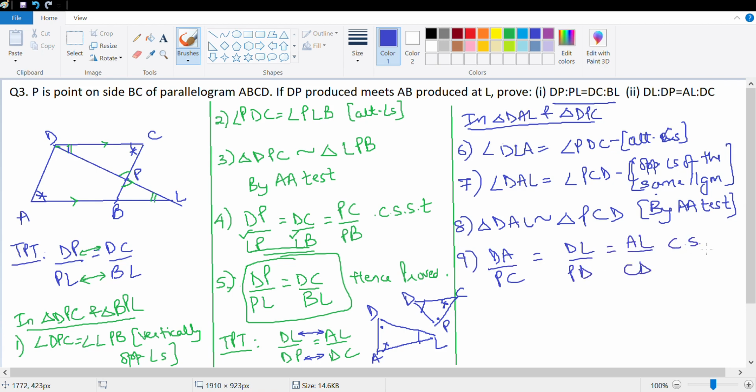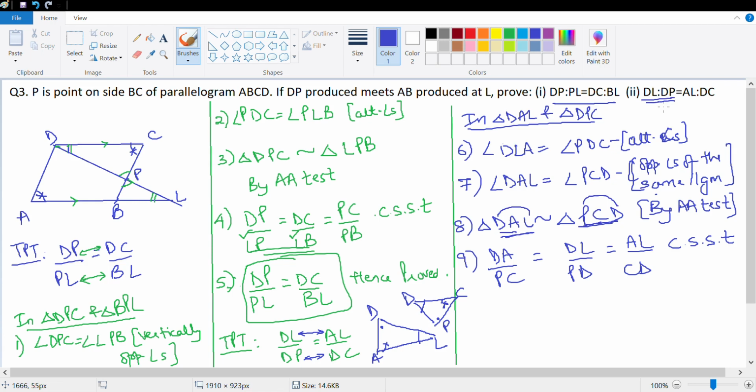This is corresponding sides of similar triangles. And notice that it is extremely important to get the correspondence right. After that, you can look at 1 and 2, and then look at 1 and 3 here. It becomes simple.